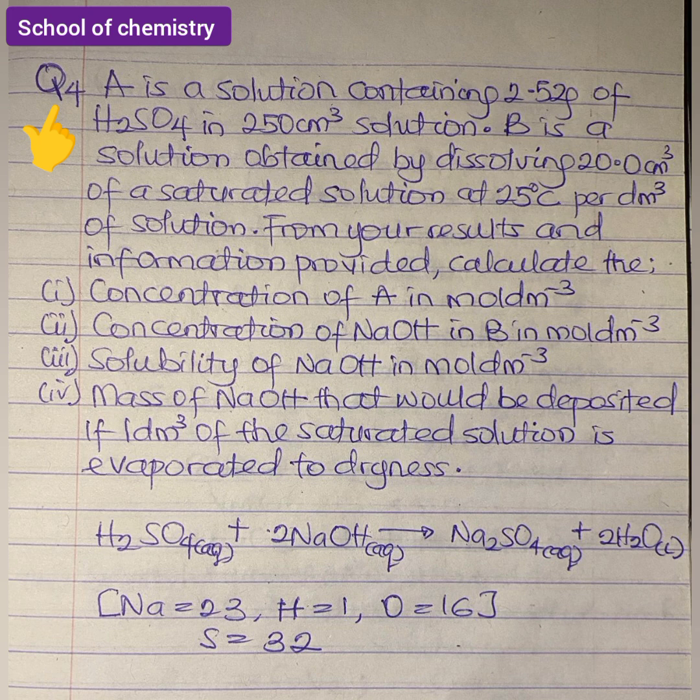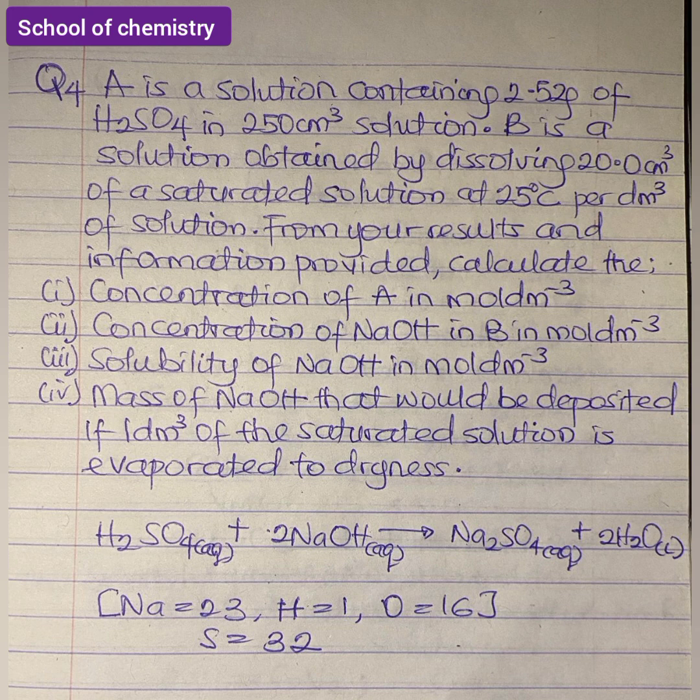So A is a solution containing 2.52 grams of H2SO4 in 250 cm cube. A is standard because from here we can get the concentration of A either in gram per dm cube or in mole per dm cube, because we know what A is, H2SO4. B is a solution that is obtained by dissolving 20.0 cm cube of a saturated solution.